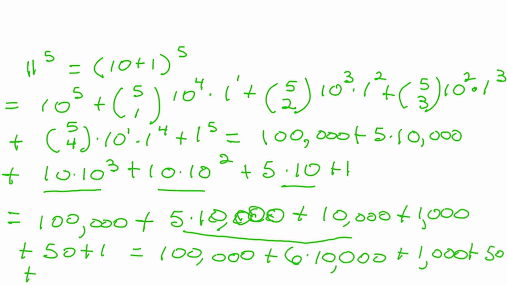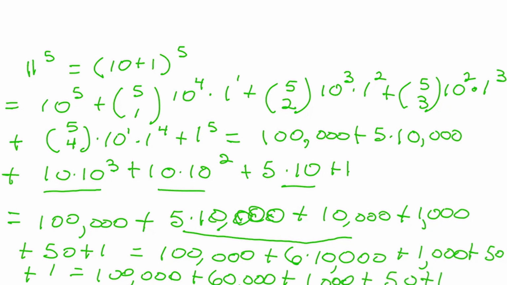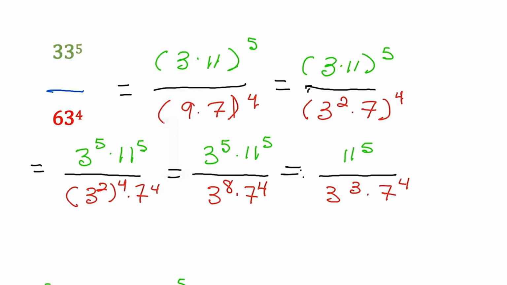So in the end, we have 100,000 plus 60,000 plus 1,000 plus 50 plus 1 for a grand total in the numerator of 161,051. Again, that was that 11 to the 5th equals 161,051.